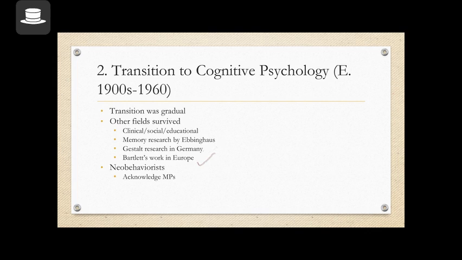And there were some behaviorists called neo-behaviorists who acknowledged that there are mental processes, or there could be mental processes, but again they're only intervening factors, we don't need to study them. So there was some kind of acknowledgement of mental processes even in the group of behaviorists. So we're going to talk about each one of these things, but the idea is this: the transition was gradual.